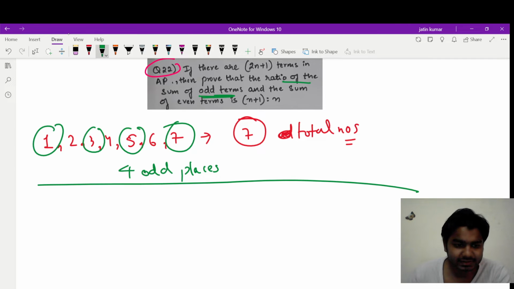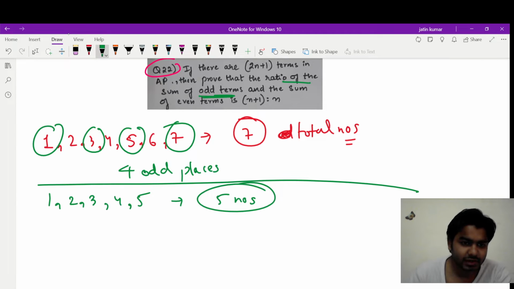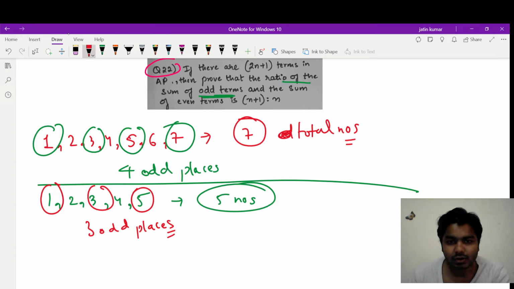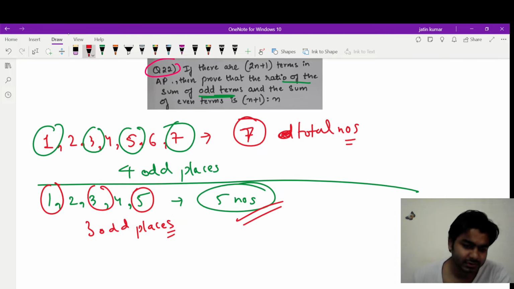Again, let's take another example. If I take 5 terms in total, 1, 2, 3, 4, 5, 5 total numbers are there. Now if I ask you how many odd places are there, you will say 1, 3, 5, 3 odd places. For this concept we have to take odd total numbers. 7 is odd and 5 is odd.